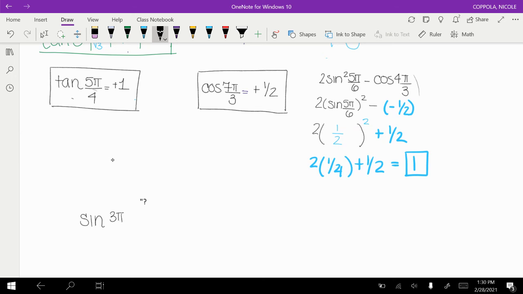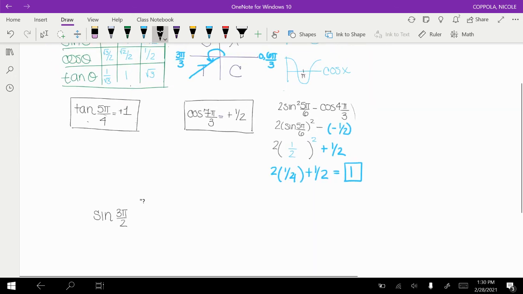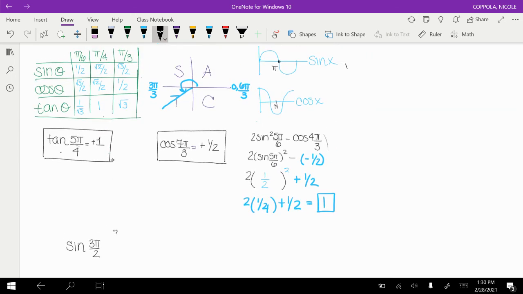Sine of 3 pi over 2. That guy does not land in this chart here. So can I not figure it out? Of course I can. When you have guys counting in increments of pi over 2, or if I gave you, say, the tangent of pi, what we're going to be drawing our attention to is this graph. Sine of 3 pi over 2 is -1.